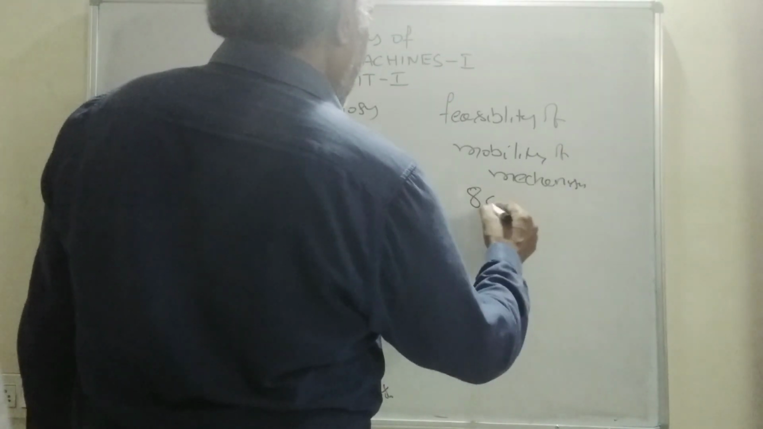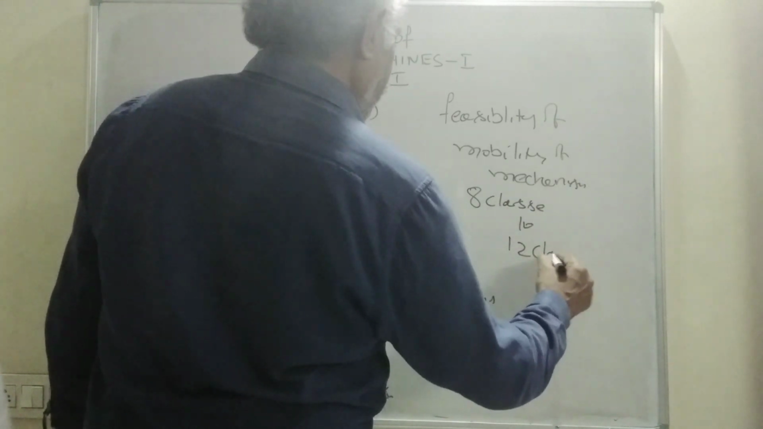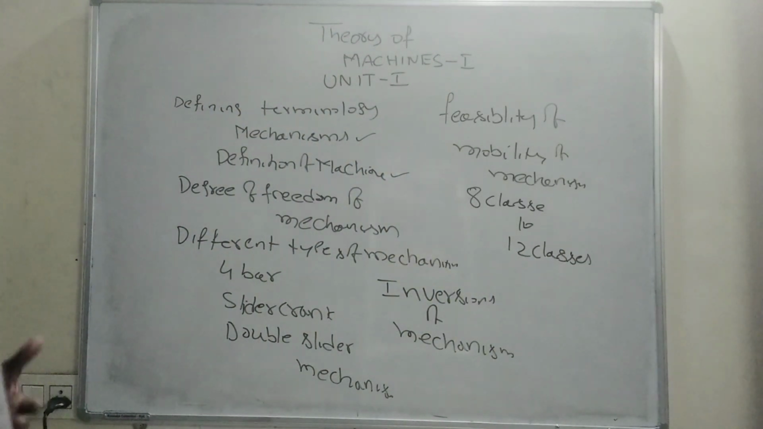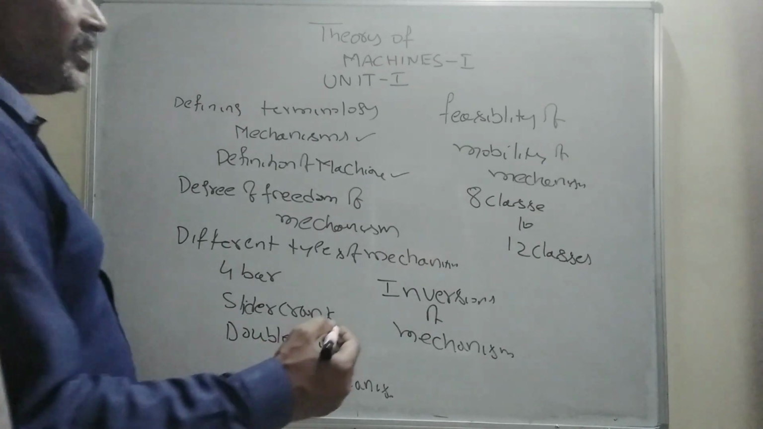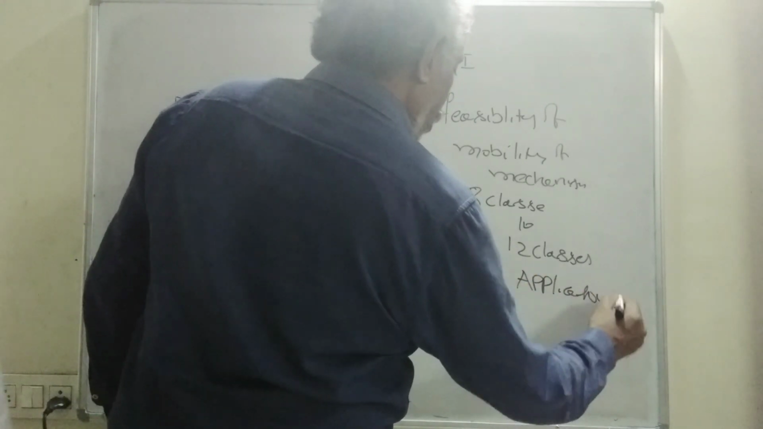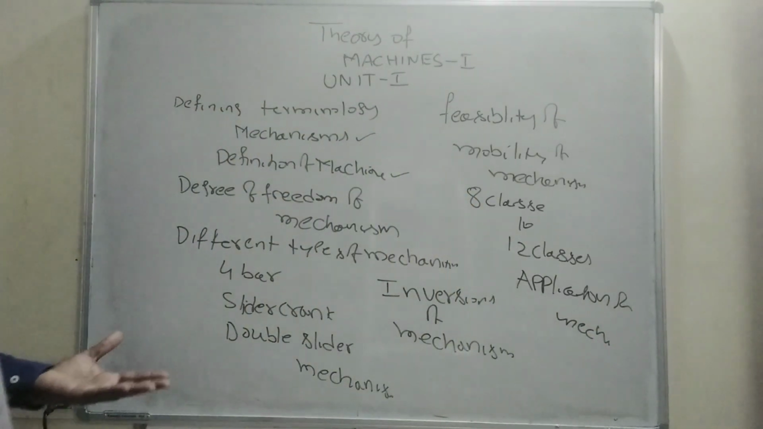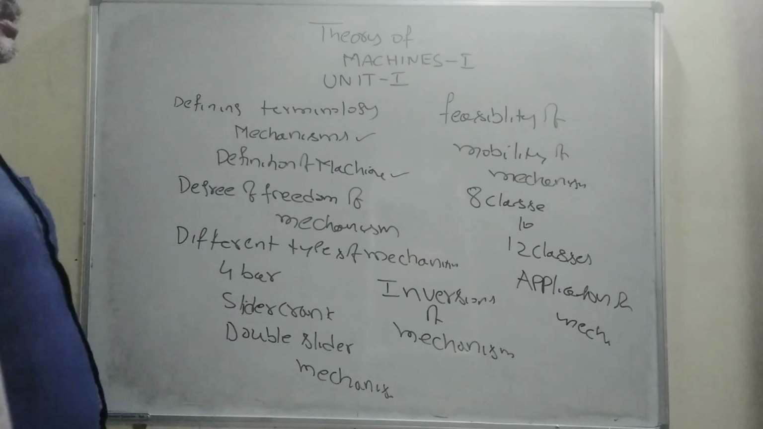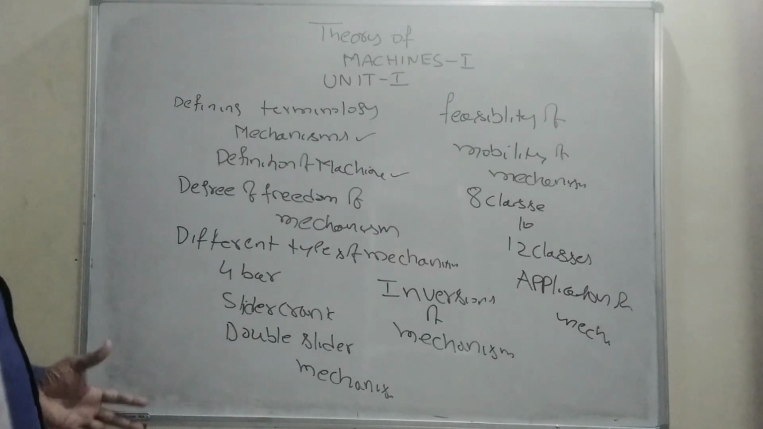We need 8 classes to 12 classes. In each and every class, apart from definitions, we are going to look into several applications of mechanisms, like the slider crank motion of an IC engine, steam engine slider crank motion, bell crank lever, and then the elliptical trammel. Like that, there are several applications of it.